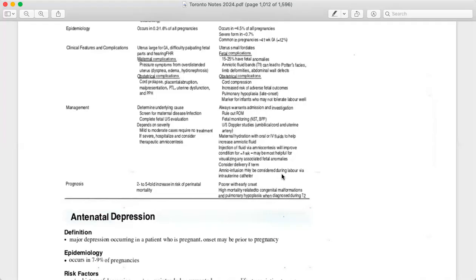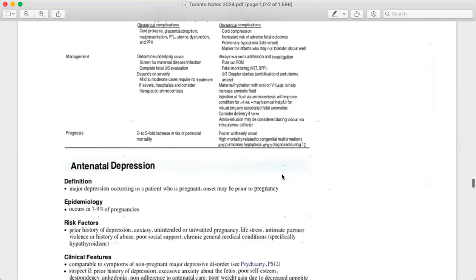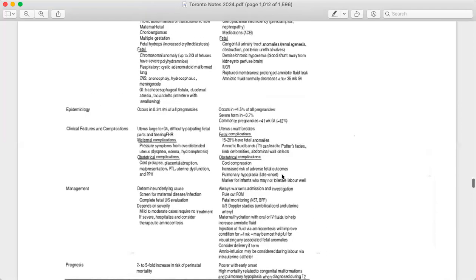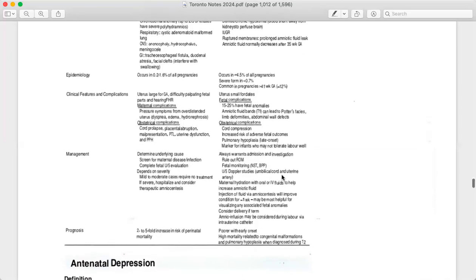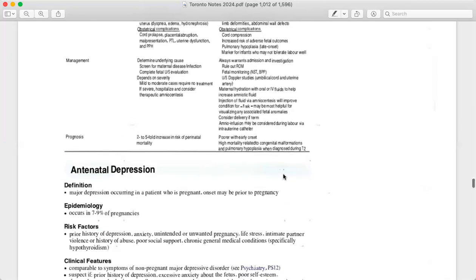Then prognosis: what happens is mostly a 2 to 5 fold increase in the risk of perinatal mortality. So polyhydramnios can lead towards 2 to 5 times mortality.